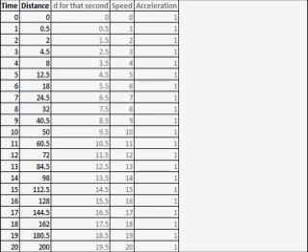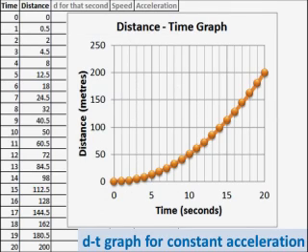If we had a look at the data for an object that's accelerating, looking at that third column, you'll see that the distance moved for each second is increasing. In other words, the object's getting faster and faster. Your graph looks something like that when you plot the distance versus the time. So you get that curved shape for acceleration.